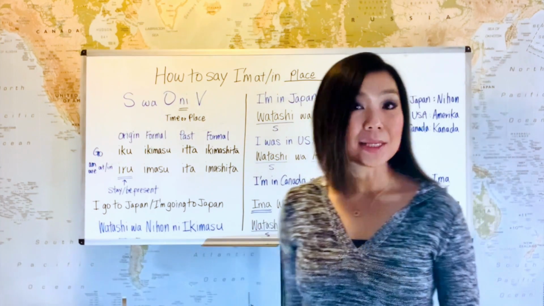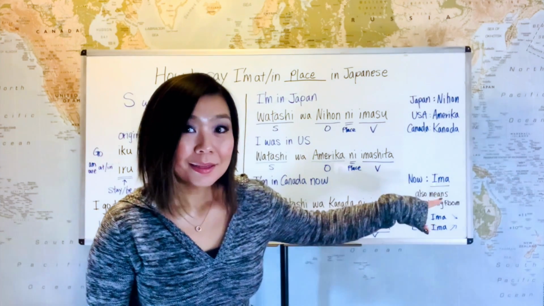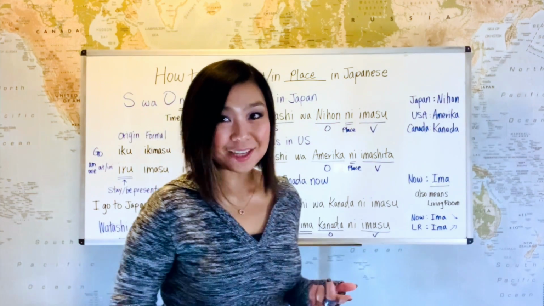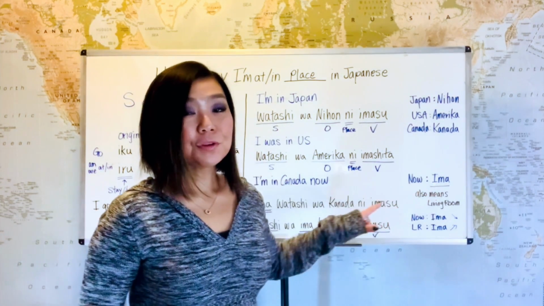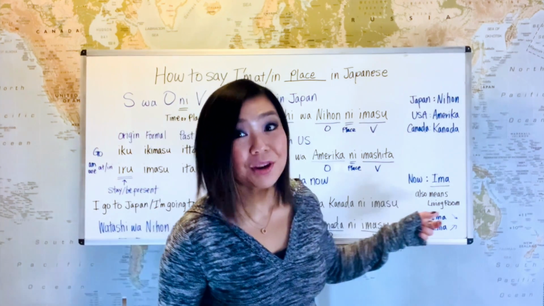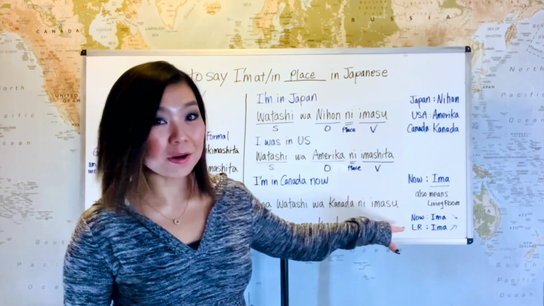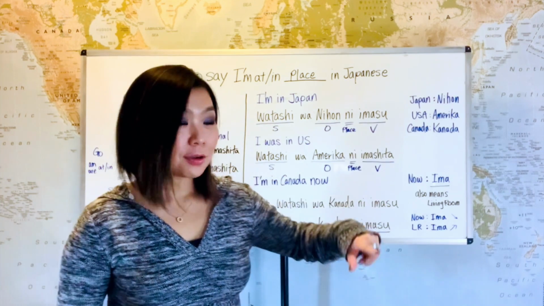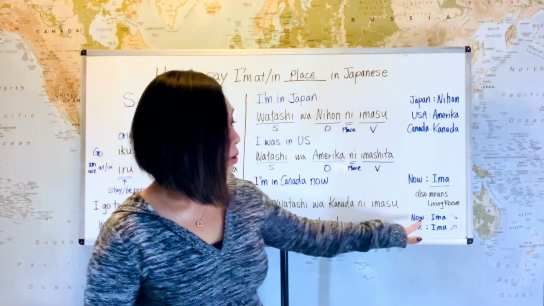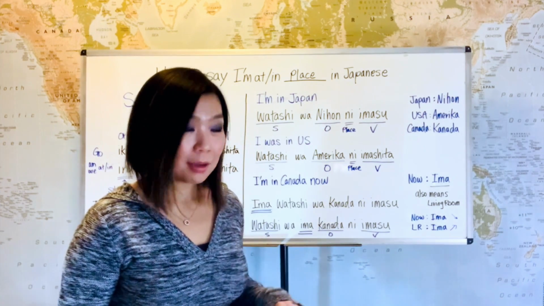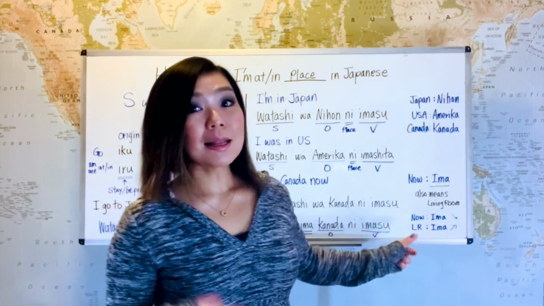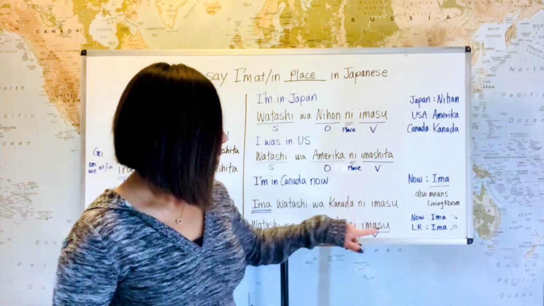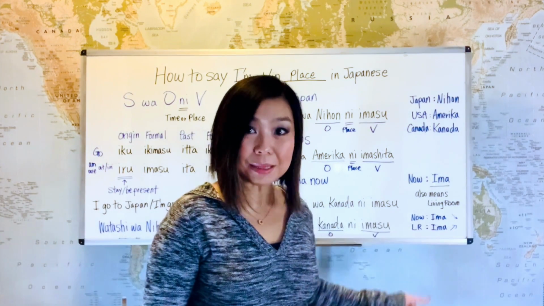So now we say, ima. That means now. Well, when you say ima in Japanese, there are two meanings actually. Ima, which is now, and if you say ima, that means living room. So a little pronunciation tip here. When you want to say now, the accent goes on the first part, so it's almost like it goes down. And if you want to say it as living room, it goes up a little, so the accent goes on the ma part.